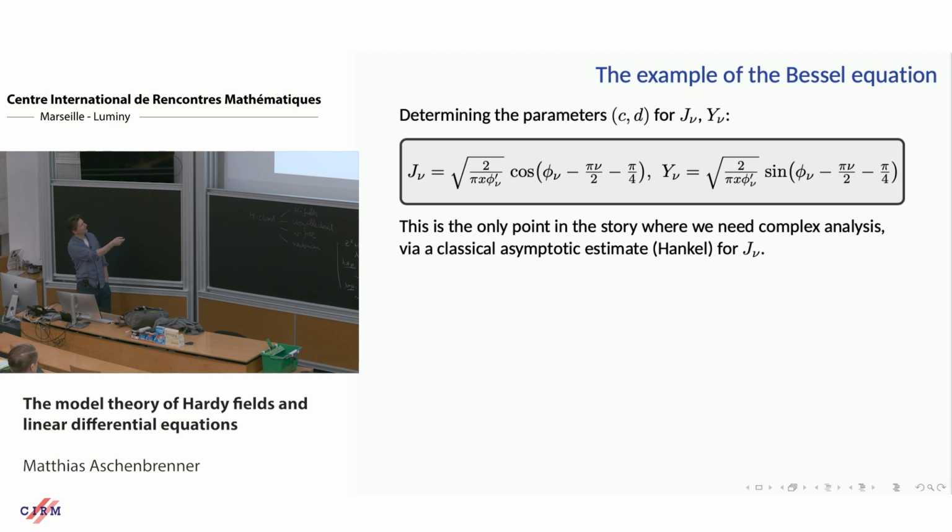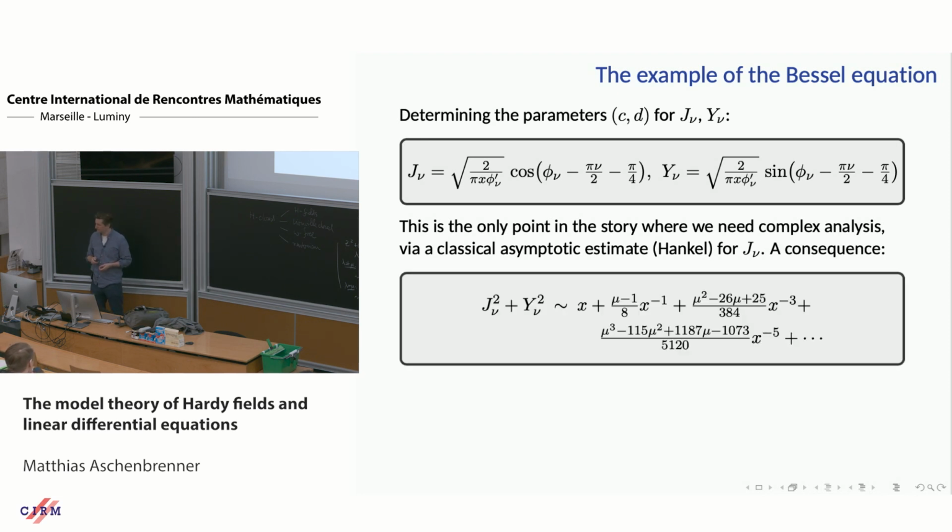And for the Bessel function of the second kind, there's a similar thing, but I've phrased it here in terms of sign. And this is the only point in the whole story where we need some complex analysis, because there is a classical asymptotic estimate for J nu, basically for the first term in this asymptotic expansion, which is due to Hankel and which uses some very simple contour integration to prove.